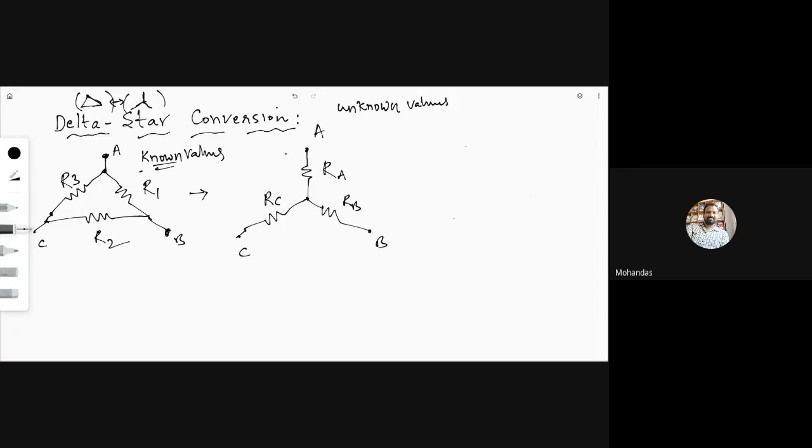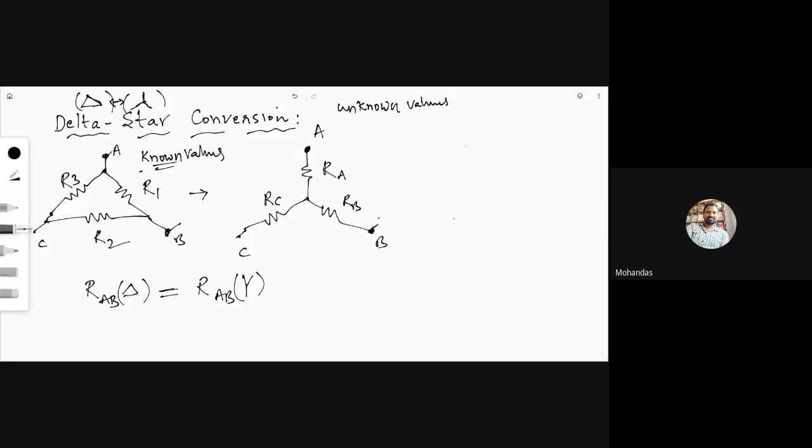The meaning is, suppose you calculate the equivalent resistance between A and B in delta, that must be equal to the equivalent resistance between A and B when you convert it into a star. This condition applies. Then only, even though the conversion is taking place, the resistance seen by AB in a star should be the same as the resistance seen by AB in delta. That is the condition. Okay?